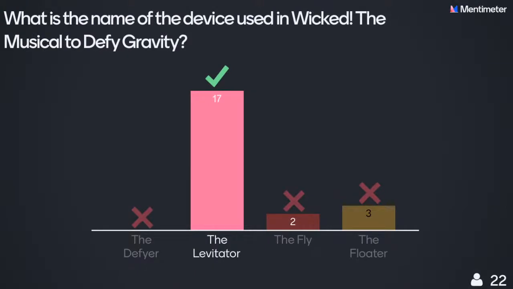Oh, and still, a lot of people got this one right. Well done to everyone who watched last week. Yeah, good memories. It's the Levitator. For some reason, I had it in my head that it was the Fly. I'm not sure why, because I actually hosted it last week, so I should have really known that. The Fly is the different backdrops and scenery, I feel? But I might be wrong. Who knows? Let's move on to the next question.